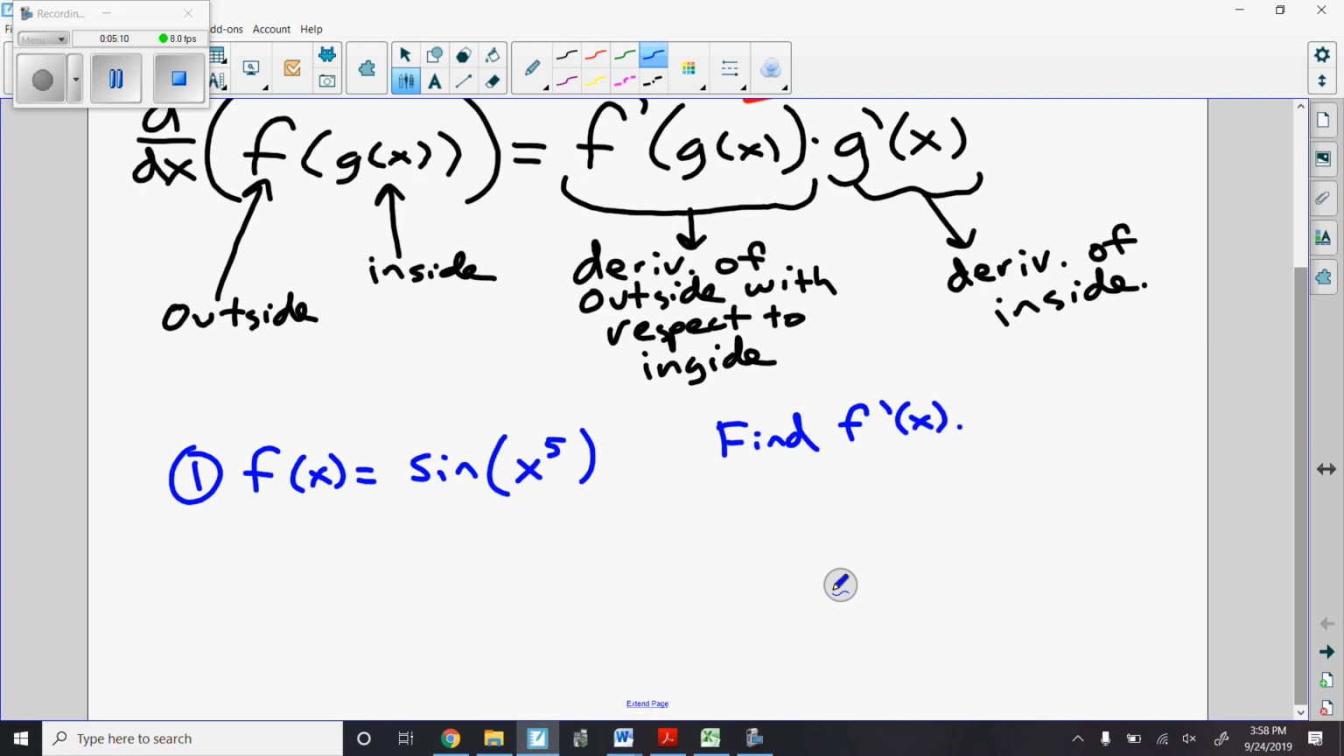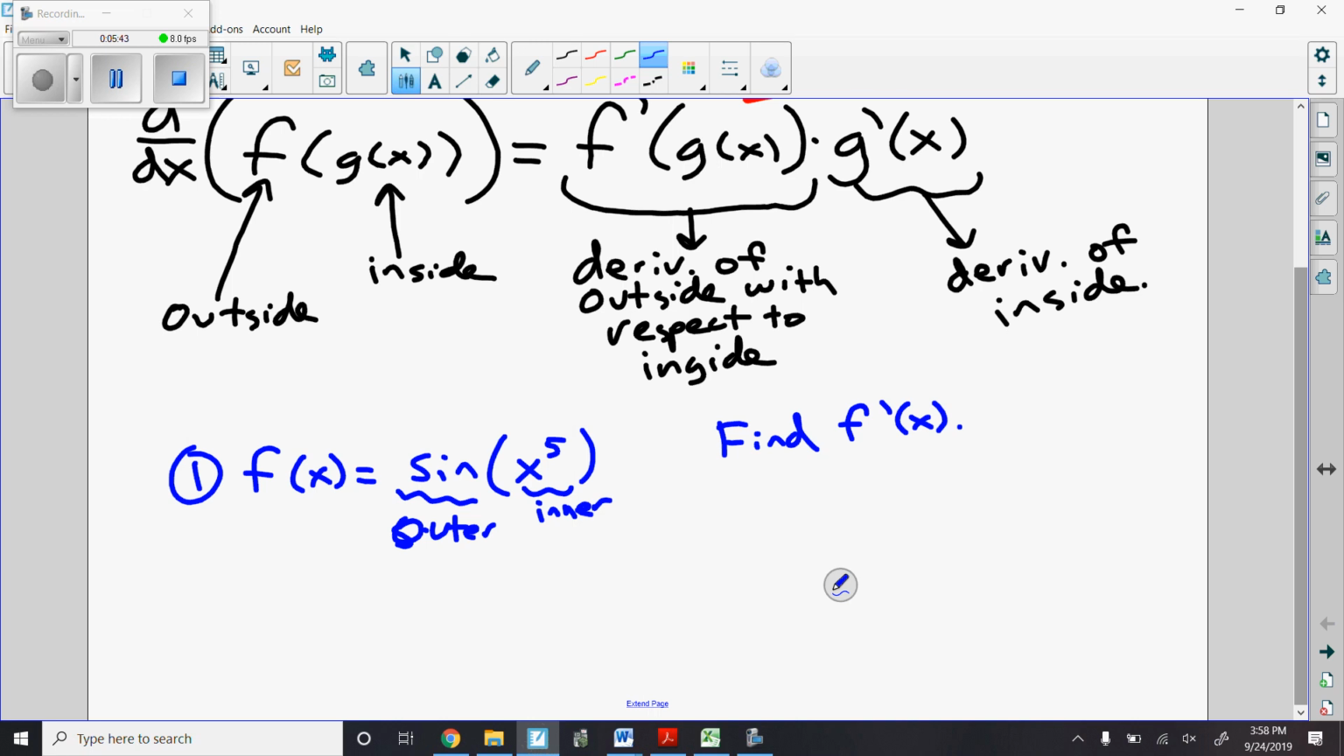So I want to do the derivative here. Now, if you look at this, you might say, well, isn't this just a product rule? Sine x times x to the fifth? But it's not sine x times x to the fifth. It's sine of x to the fifth. We have an inner function here and an outer function. Our inner function is this x to the fifth. This is my inner. My outer is sine x.